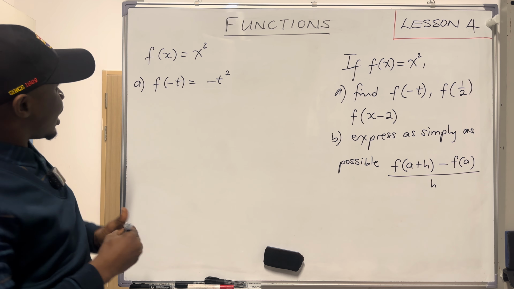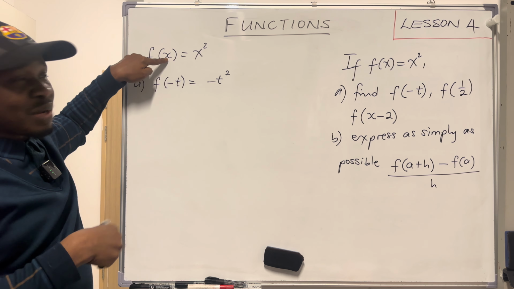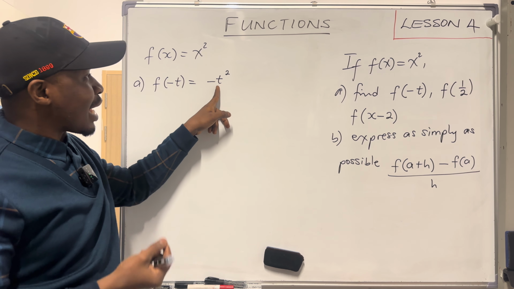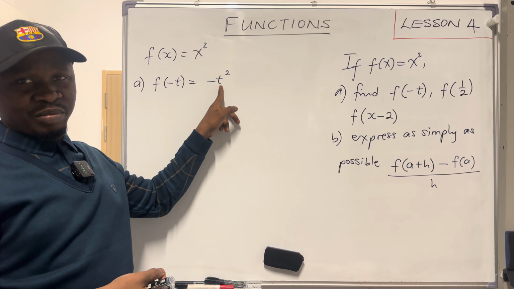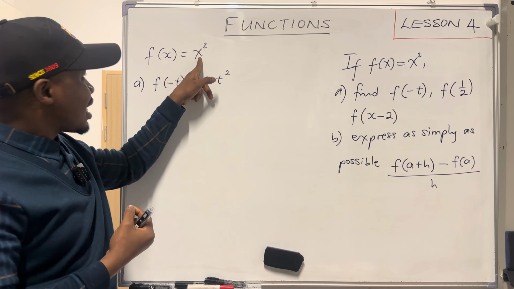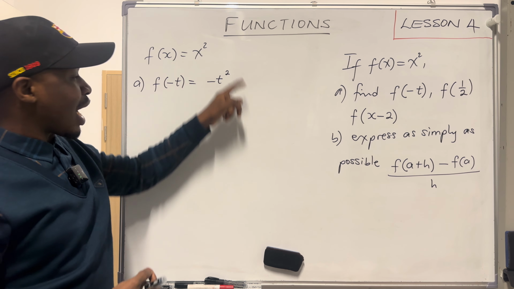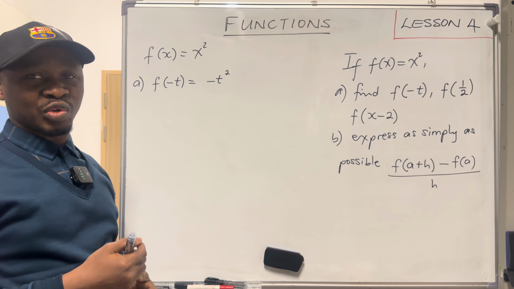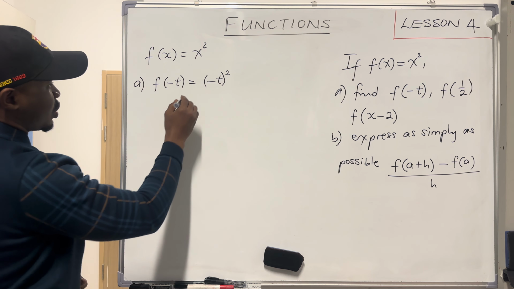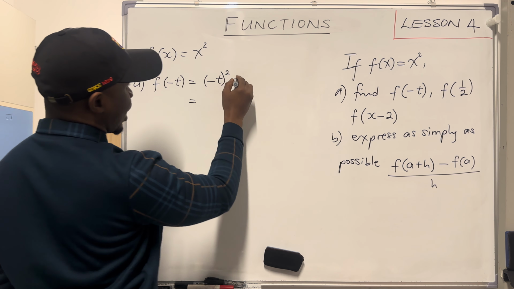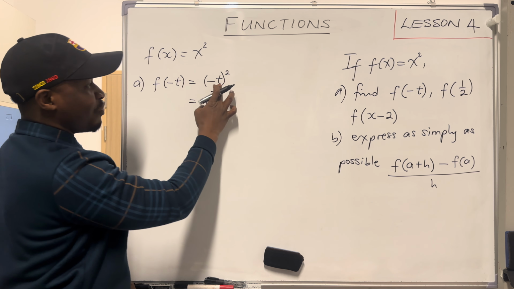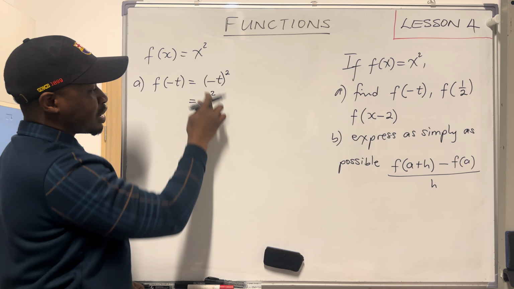But note that x is not only replaced by t, but by minus t. Writing it this way is like the square is only affecting the t, and originally, the square is for x. So if the square is for x and x is replaced by minus t, the square has to affect minus t and not just t. So we have this one. Therefore, minus t squared will give us t squared, because the square is not only affecting the t, it's also affecting the minus t.